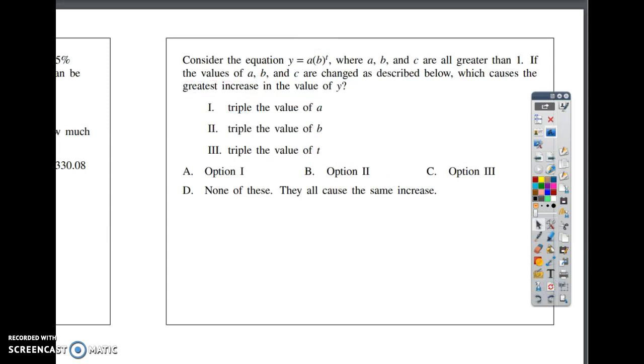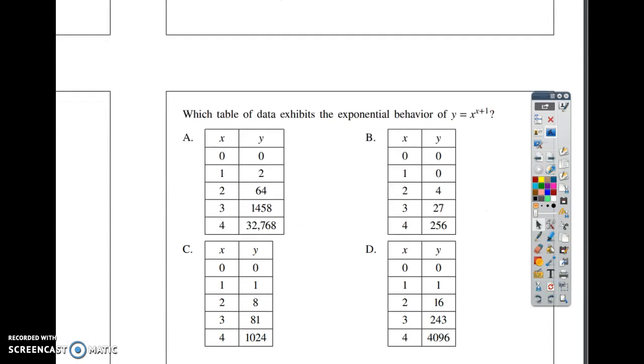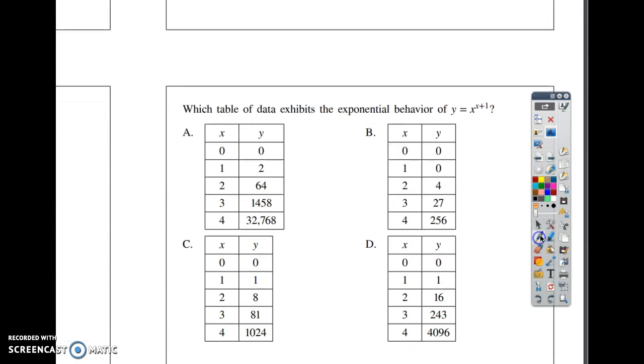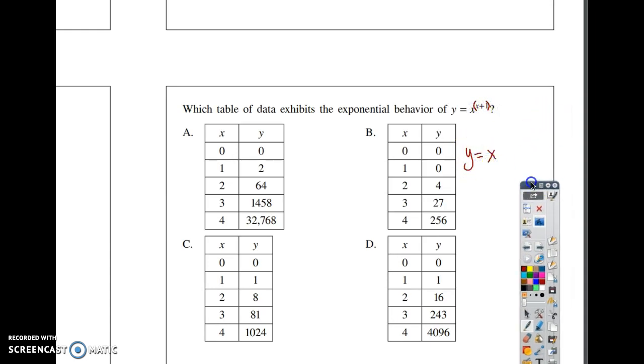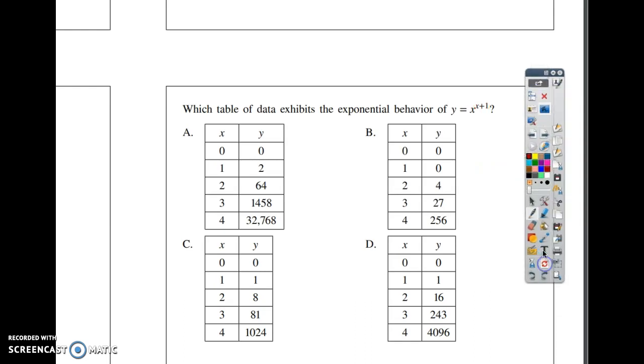Something I'm going to mention real quick before I do number 11. On questions like this, make sure that you put parentheses around your exponents. Okay, so in the calculator, you would do y equals x to the power of, and then do parentheses x plus 1. Okay? And then do y equals second graph. Don't forget to do that. This is number 8. Okay, let's go to number 11.